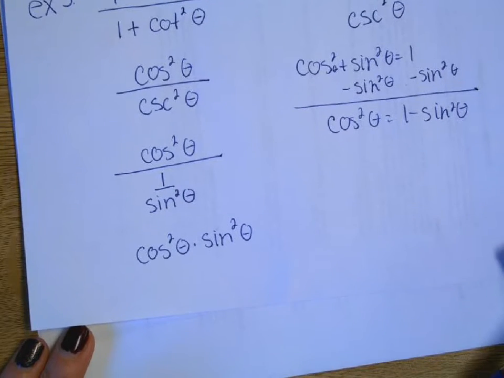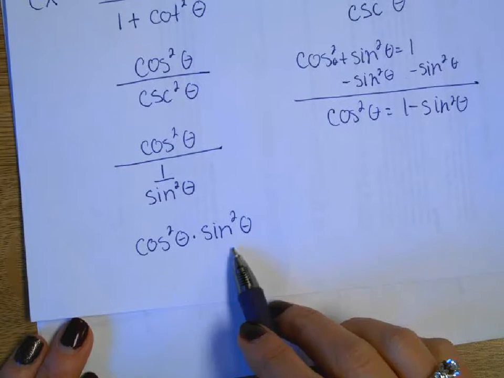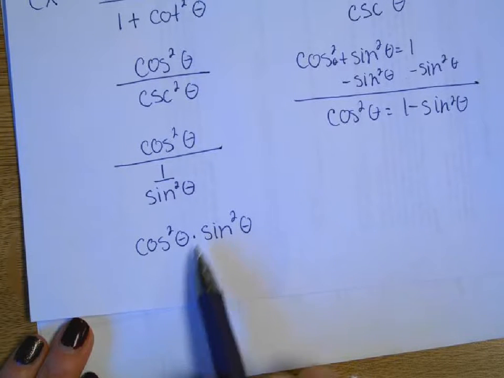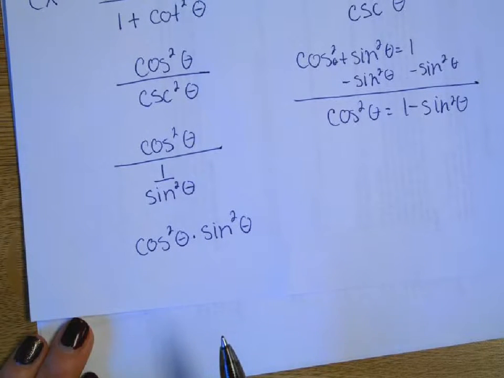Cosine squared times sine squared, that doesn't do anything. If that was a big old plus in there, I could make it 1, but it's not.